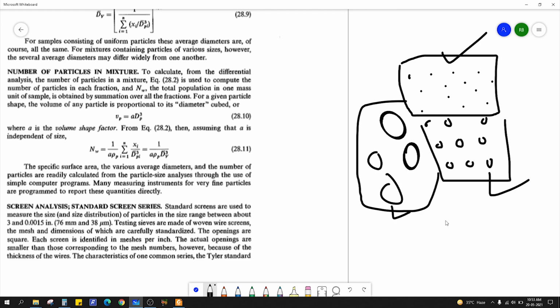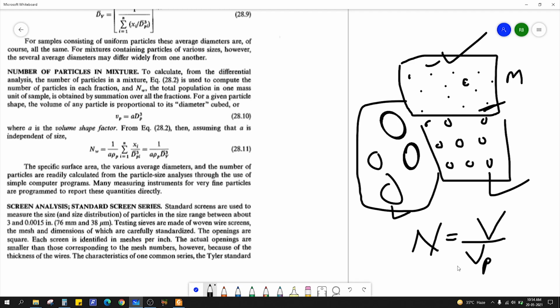I already discussed how to find the number of particles for a given fraction. For example, take this sample. Let's say the mass is m. What is the number of particles? We already discussed previously that the number of particles is the volume of all the particles in this mixture divided by the volume of each single particle.